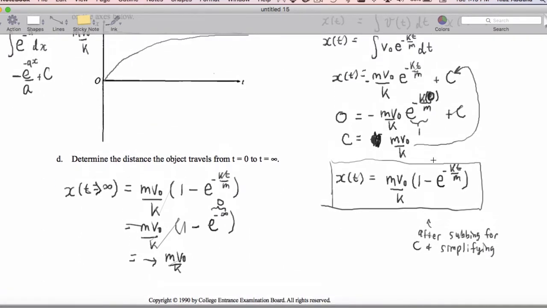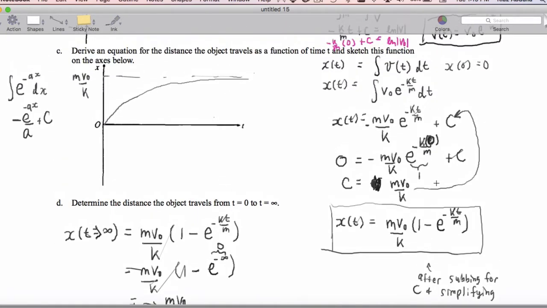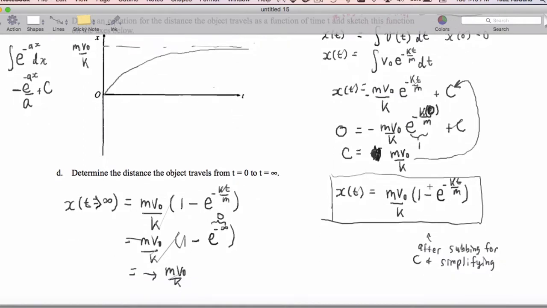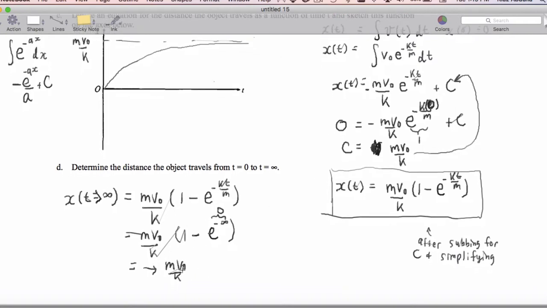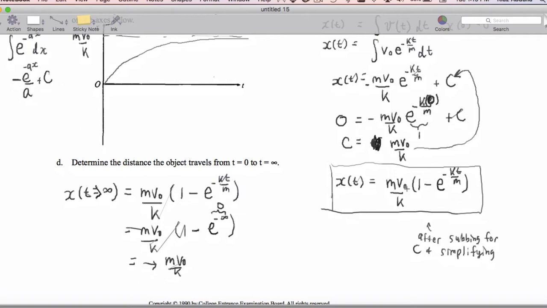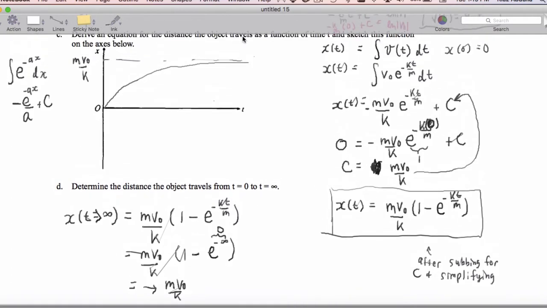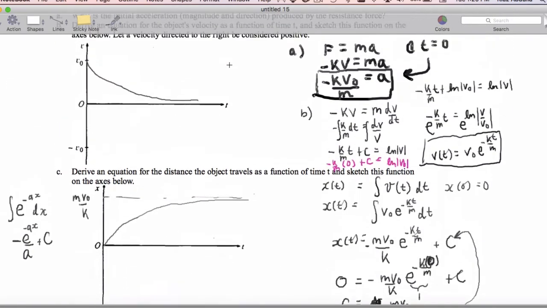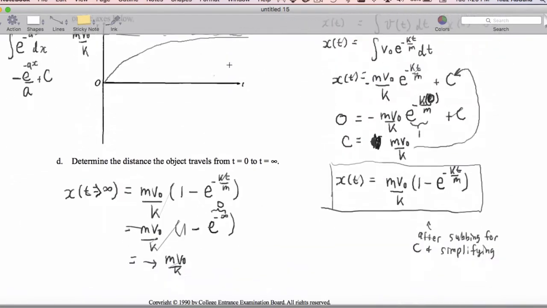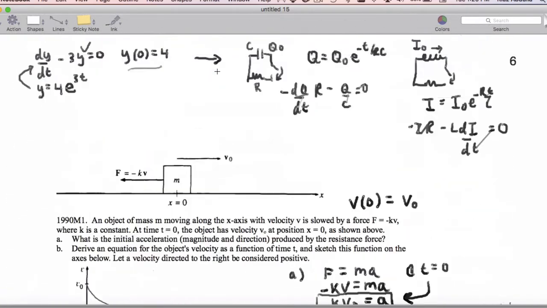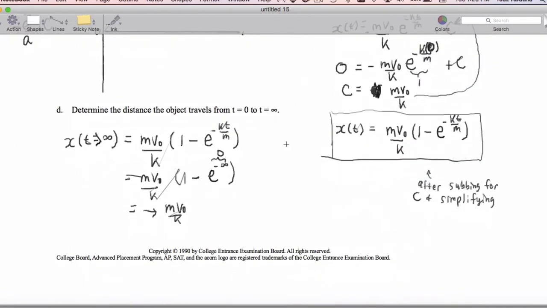So the key here, this integral should be pretty straightforward. Solving for c gives you m v naught over k. That little factoring bit is something that you should do on your own. I want to keep you awake during these videos. I don't want you just simply copying every little thing I do. I do want to see some active participation. So we'll get m v naught over k as our constant. We'll get this expression for x as a function of time. And as time goes to infinity, we reach this limit of m v naught over k. So that is number 1 on the 1990 AP. We'll take a look at the rest of the problems in future videos.